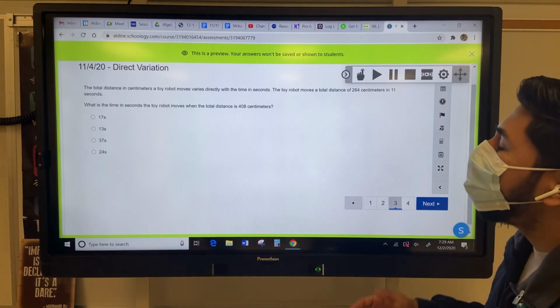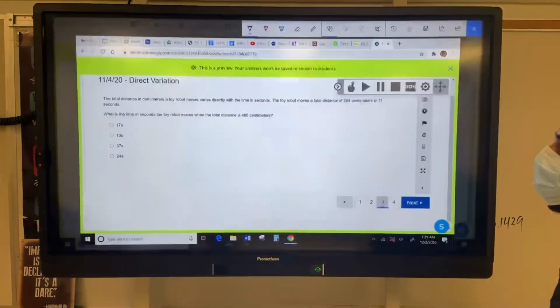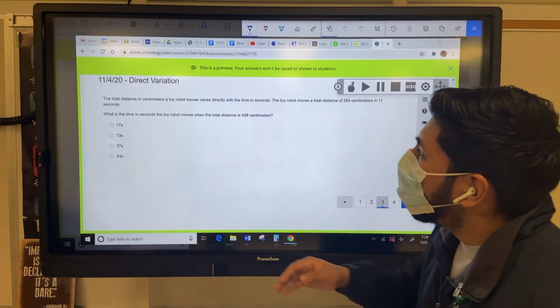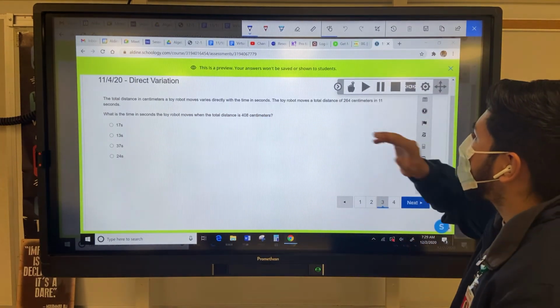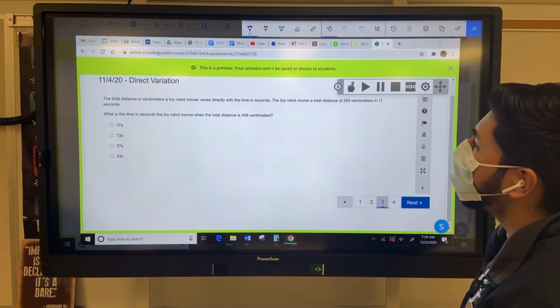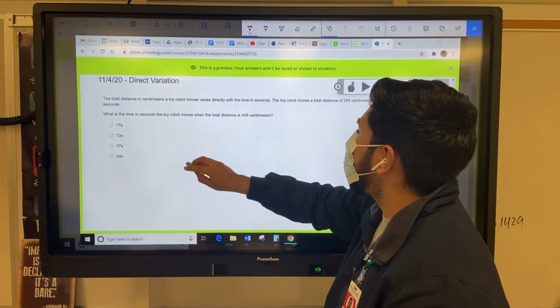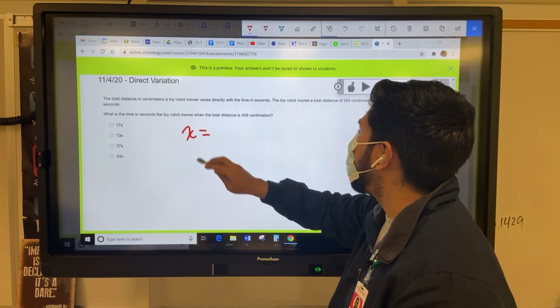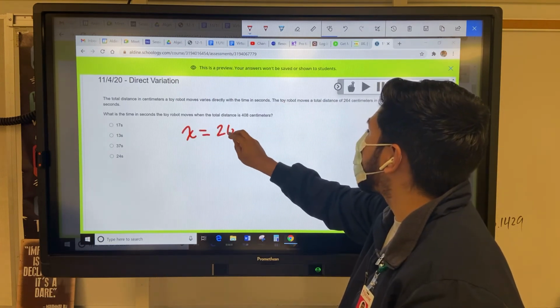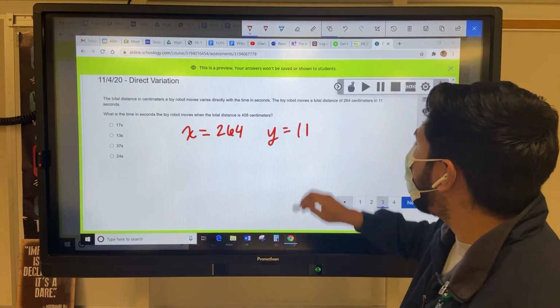Right here, you do need to make your X. You do need to make your Y. I can definitely help you out right there. It says a toy robot moves a total distance of 264 centimeters in 11 seconds. So do yourself a favor. X is 264. My Y is 11.